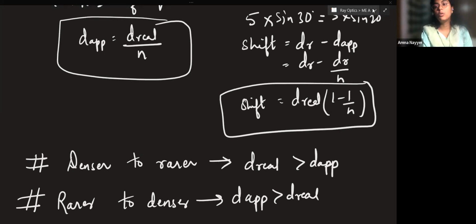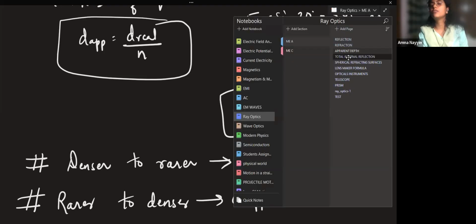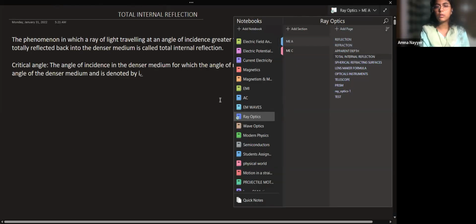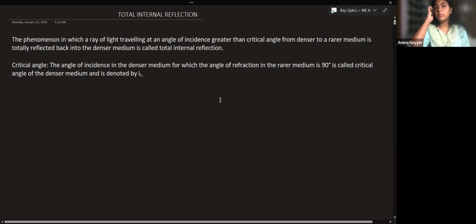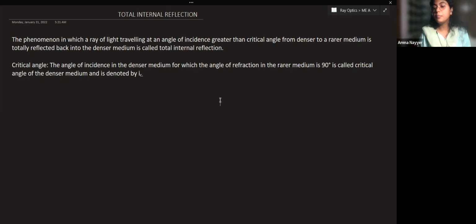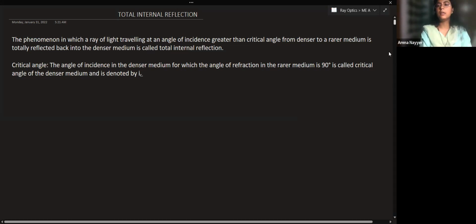Now starting from total internal reflection. This is also one of the very important topics. From your refraction, most of the topics that have appeared and have repeated, one of them is total internal reflection. Lens maker formula is one, total internal reflection is the other. Lens maker formula, I think we didn't do it right now. When we do spherically refracting surfaces, that's the end portion of refraction. But total internal reflection is one of the very major topics. Now see what is meant by total internal reflection.